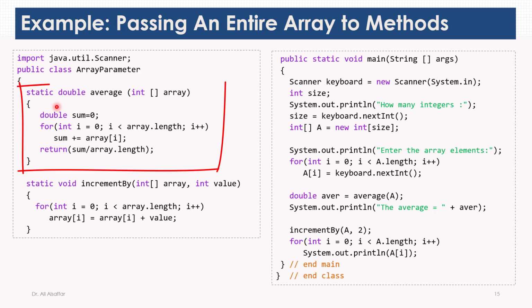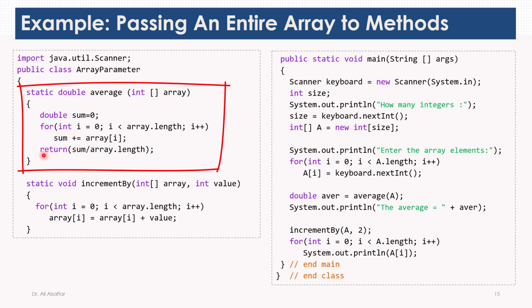The first method, the name is average, and it has an array as a parameter. The name of the array is array, and it is of base type integer. So what does this method do? As you see, it computes the average of all elements in this array. We have a variable sum, and we have a for loop that will iterate over the array elements one by one and add them into sum.